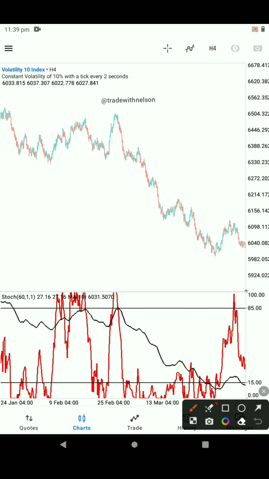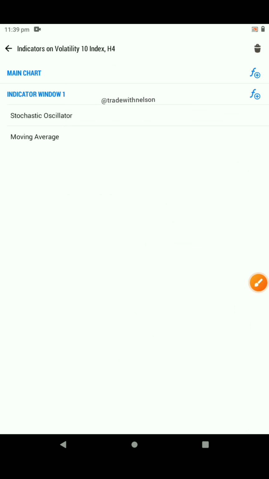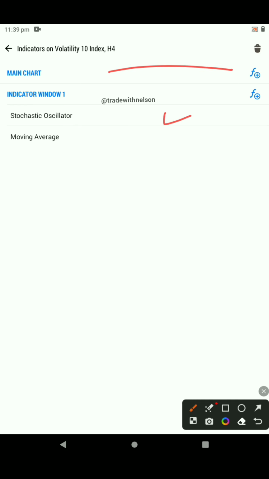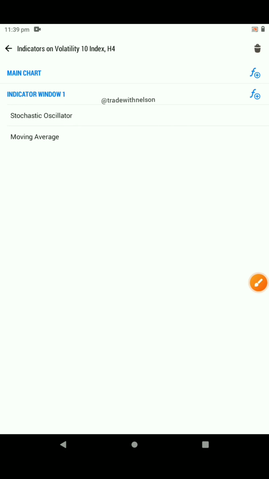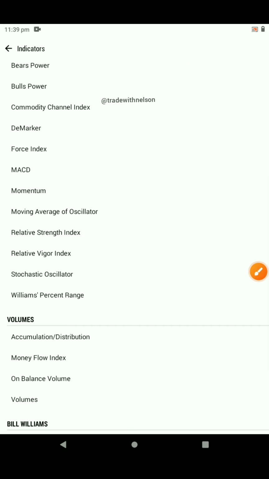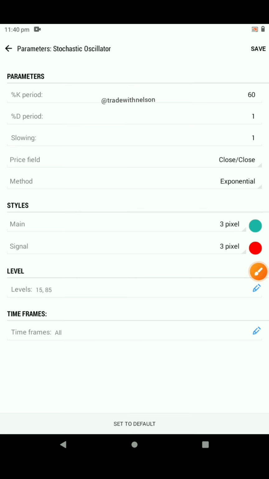If you look down over here, I have just two indicators. I have the stochastic oscillator, and I also have the moving average. To set up your indicators, click on this indicator icon over here. You can see I have just the stochastic and the moving average. For the stochastic oscillator, click on the F icon on the main chart, scroll down a bit, and click on Stochastic Oscillator.